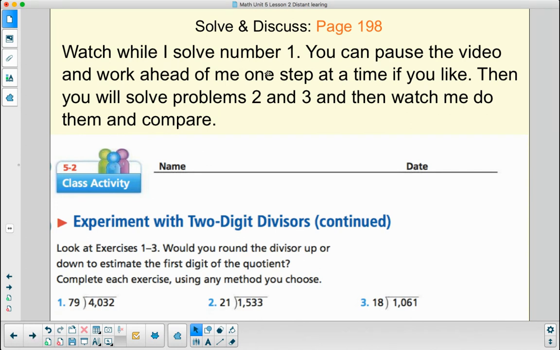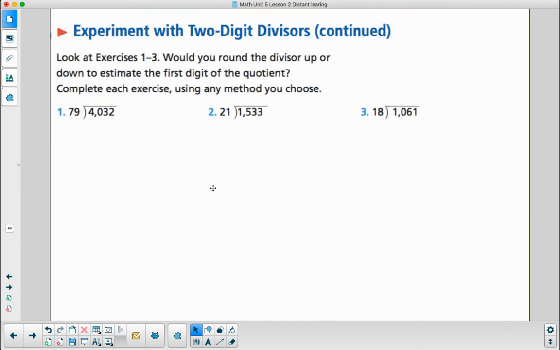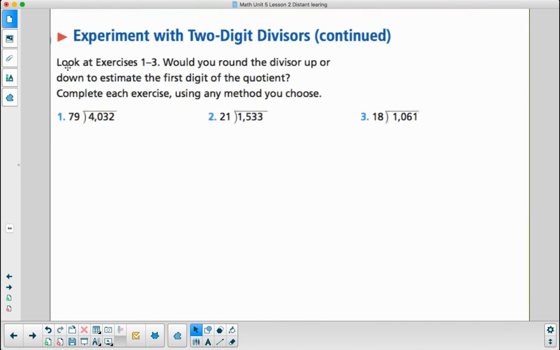I'm going to solve number 1, and then you can pause the video and work ahead of me one step at a time if you like. Then you will solve problems 2 and 3, and then watch me do them and compare. So right now, here's our situation. Look at exercises 1 through 3. Would you round the divisor up or down to estimate the first digit of the quotient? Complete each exercise. Well, I'm talking you through one of them.